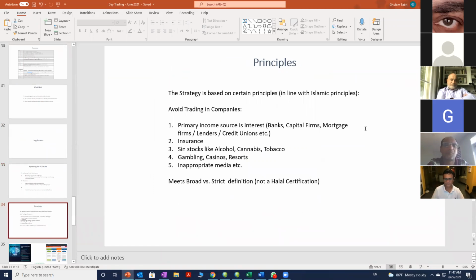Like alcohol and casino. Yeah. But this is actually an extra slide. This is what some principles I have set for myself. Okay. We are not going to trade. We're not going to buy in a company, even for a 30 minutes time, which deals in interest, alcohol, gambling, casinos, resorts. That is my trading plan, even in insurance.